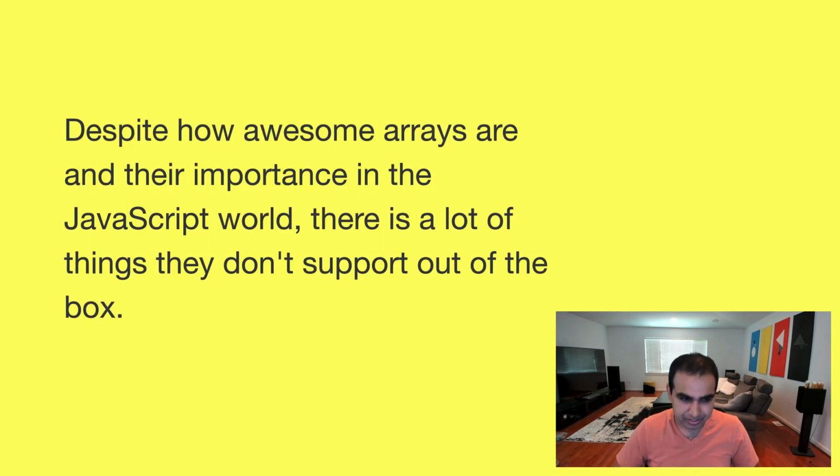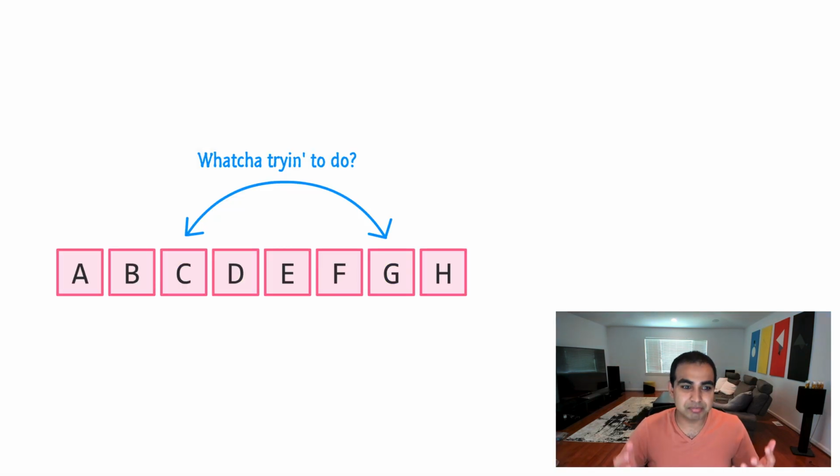So let's get started. Despite how awesome arrays are, we know they come with a lot of methods, a lot of properties, a lot of capabilities. There's still a lot of things they don't really provide out of the box. They're very important in the whole ecosystem of how you do things in JavaScript, but that importance oftentimes doesn't come with the conveniences you might expect when something needs to be done that is very common. Something very common like, for example, swapping two items in an array.